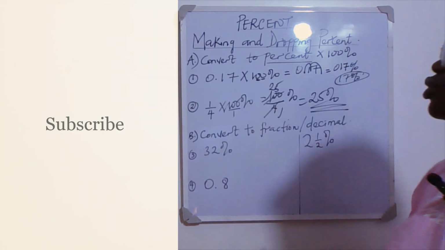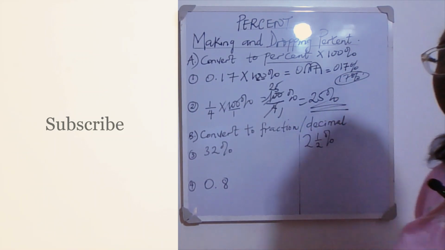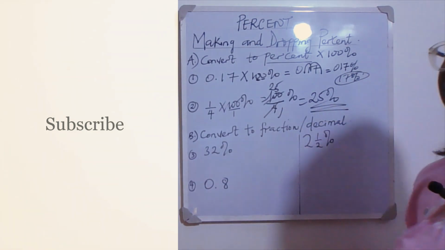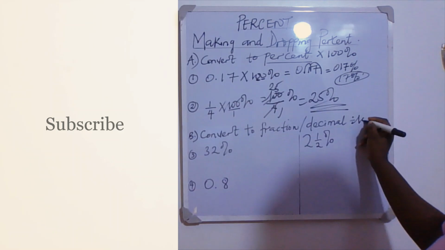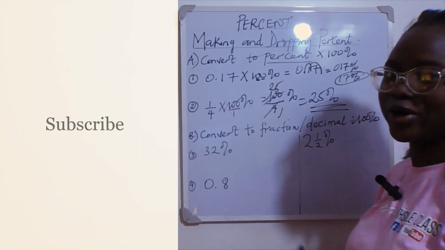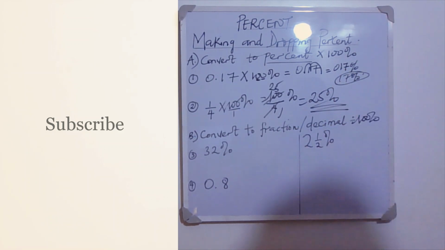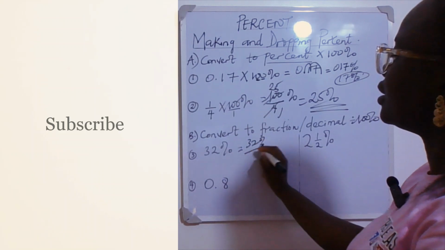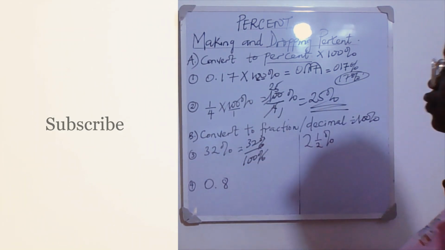Now quickly, let's look at how to convert from percent to fraction or to decimal. For this, we must divide by 100%. They're just like opposites. For this, we multiply by 100%. For this, we divide by 100%. So we'll be dividing 32% by 100%. So we have 32% divided by 100%. Percent cancels percent. We have 32 over 100.